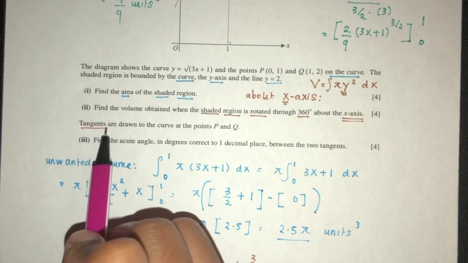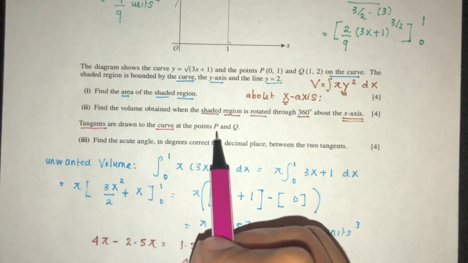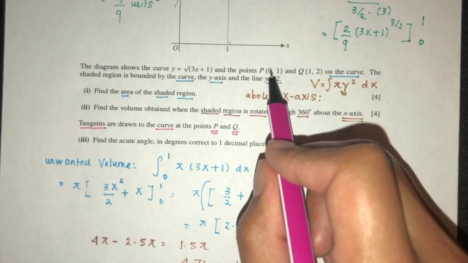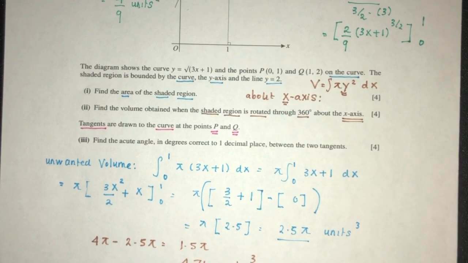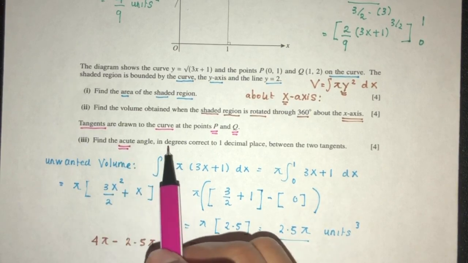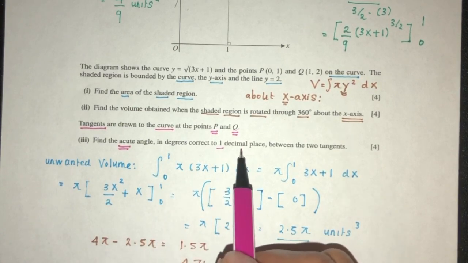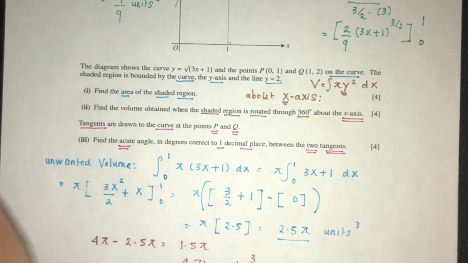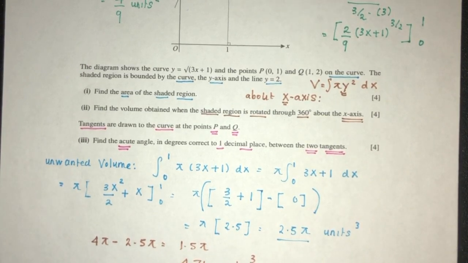Now tangents are drawn to the curve at the points P and Q. Okay, so point P is given to you here, point Q is given to you over here. Now, we are trying to find the acute angle in degrees, correct to 1 decimal place, between the two tangents. This one is not too bad. It is pretty easy actually. But I don't know if that is still in your syllabus, so please do check and let me know if that is still in your syllabus, but it is pretty easy. Let's move ahead with the question.